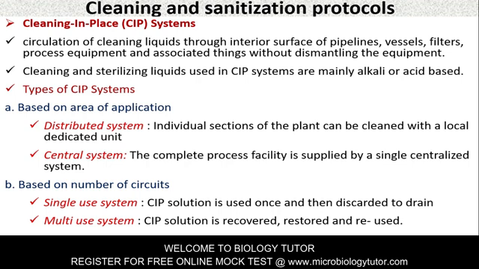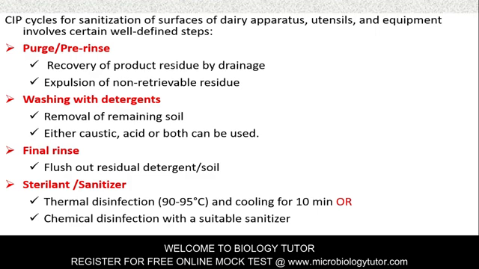B. Based on number of circuits, single use system. CIP solution is used once and then discarded to drain. Next, the multi-use system. CIP solution is recovered, restored and reused over here. CIP cycles for sanitization of surfaces of dairy apparatus, utensils and equipment involves certain well-defined steps.